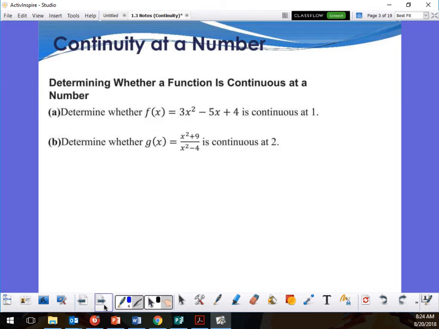Okay. So, determine whether this function right here is continuous at 1. Check it. You guys got some problems here, right? A couple ways I could check this is what? You can graph it, right? Y'all got calculators. Come on now.